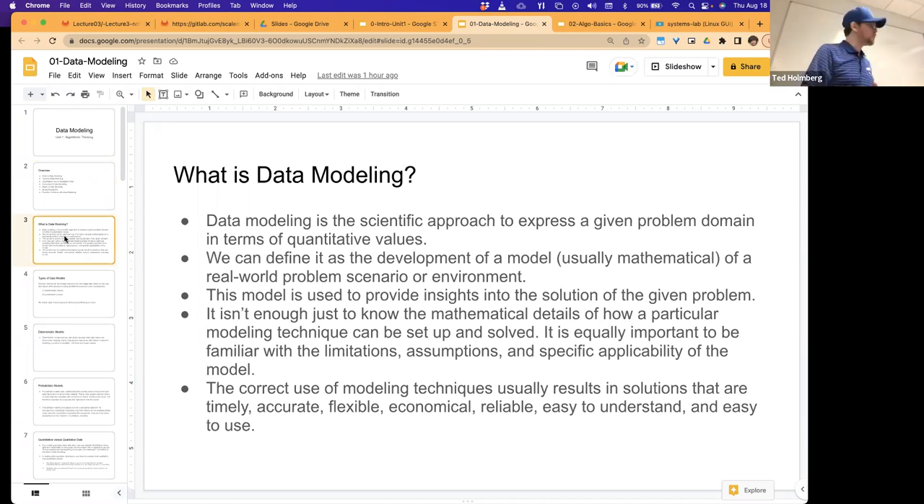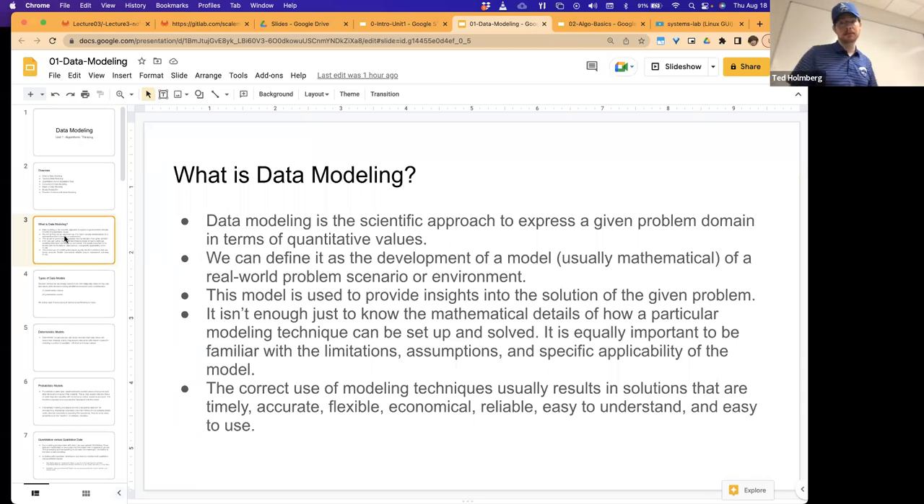Okay, so what is data modeling? Data modeling is the scientific approach to express a given problem domain in terms of quantitative values. And again, all that states there, it's a really fancy way of stating that, going back to our continued example of cooking, that we have a way of measuring our ingredients, a way of defining a measure of our time, our way of measuring our heat. In physics, right, we can do movement by measuring velocity, right? So anything that we need to be able to build an application around, we have to be able to construct a data model. And those data models will be, when we start actually learning some Java code, represented as a data type.